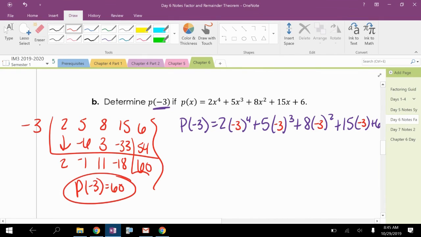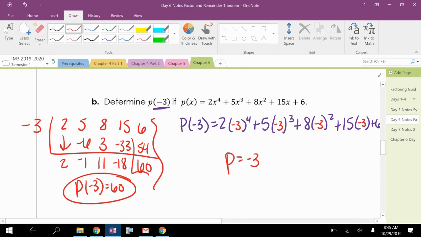For those that plugged it in your calculator, did you get 60? Yeah. So again, you can see how fast I did that with my brain. Yes, you could 100% plug it into your calculator, but that leaves room for error. If you don't use parentheses, then something might have gone wrong. So your final answer is 60.